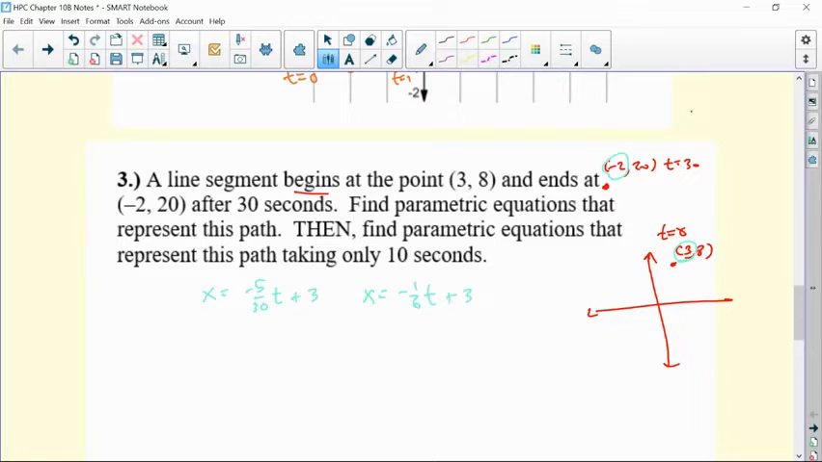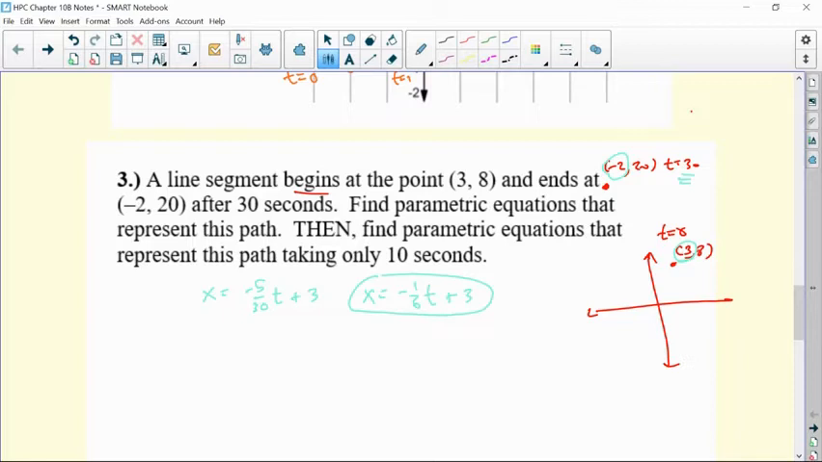Now we only have 2 data points, but we could put those 2 data points in and see. If I put in time equals 0, well, that term goes away, and I just get 3, which I knew. And at time equals 30 seconds, -1/6 of 30 is -5, and -5 plus 3 is -2. So here represents the linear function for x.